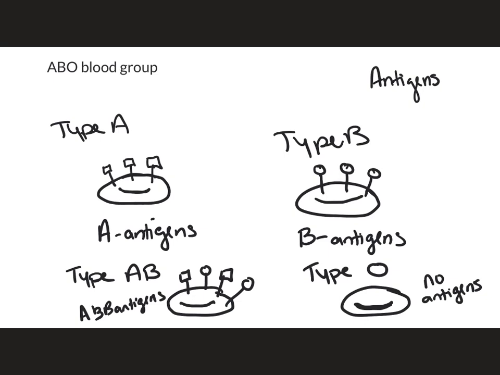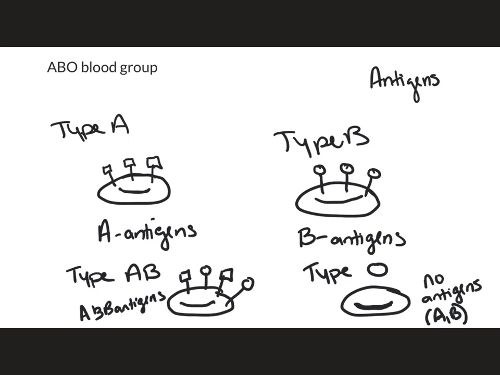So if we're just talking about the ABO blood group, there would be no A or B antigens on their red blood cell, okay? And that would determine that they were a type O. So hopefully this makes sense. If you're type A, you have A antigen. Type B, you have B antigens. Type AB, you have both. Type O, you would have neither A nor B antigen on the surface of the red blood cell. So that's where it got their names, okay?